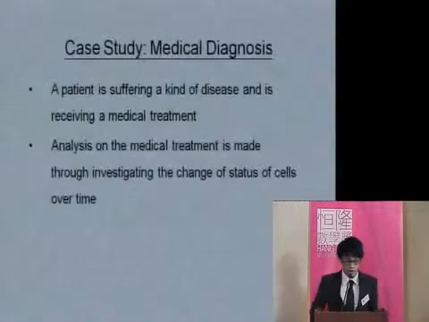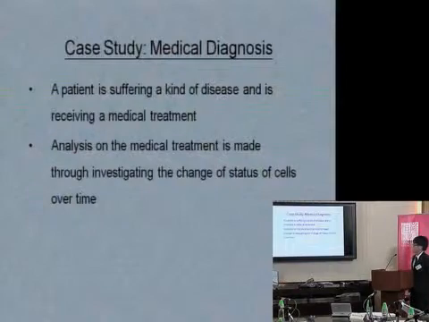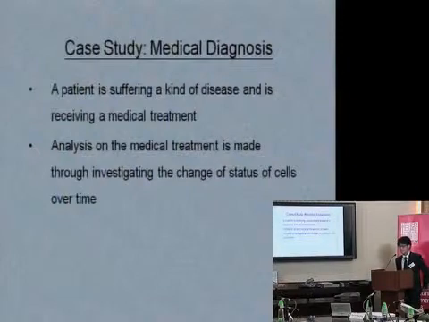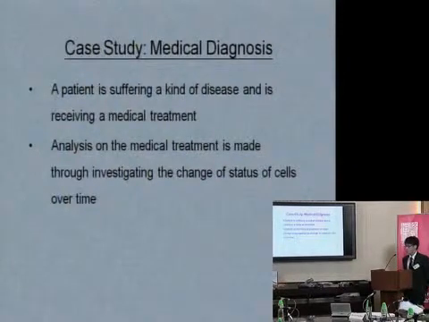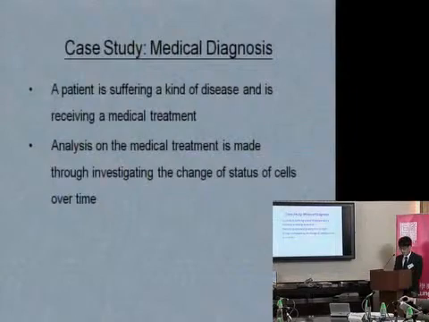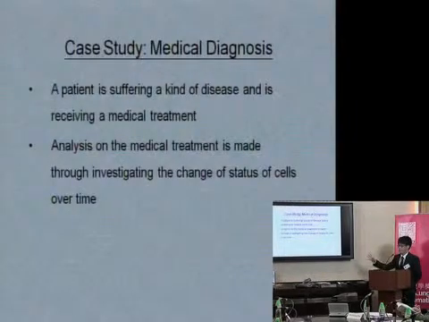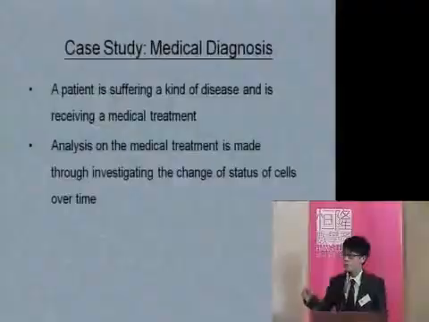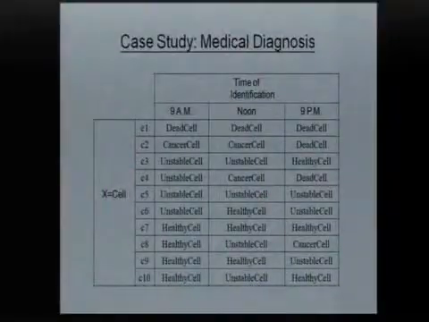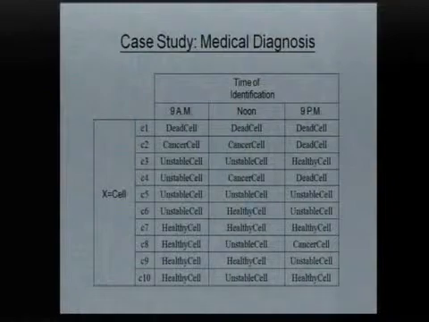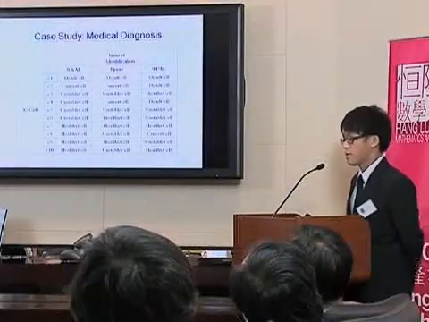That is medical diagnosis. In this case, a patient is suffering from a kind of disease and receiving some medical treatment, and we want to evaluate this medical treatment by investigating some change of status of cells over time. This actually involves homotopy. We take out 10 cells inside a set SC, and at different times we classify them into different types of cells, maybe dead cells and stable cells.